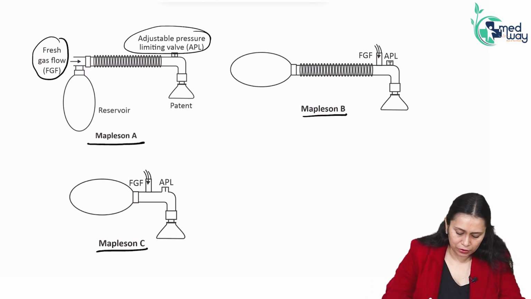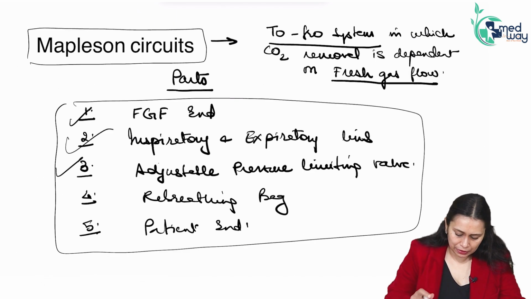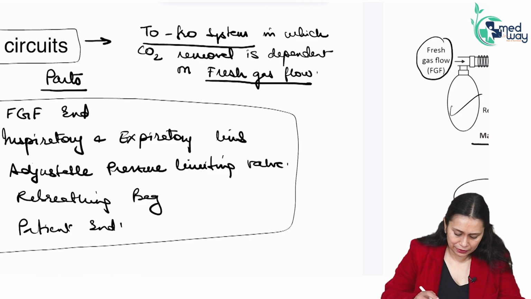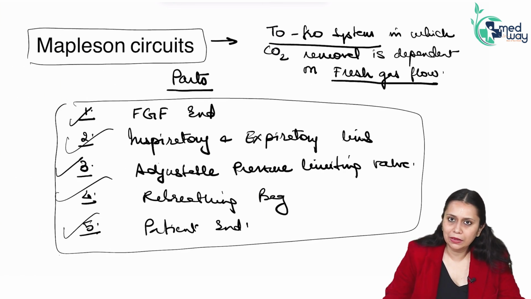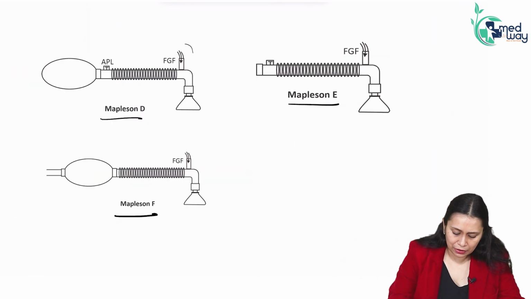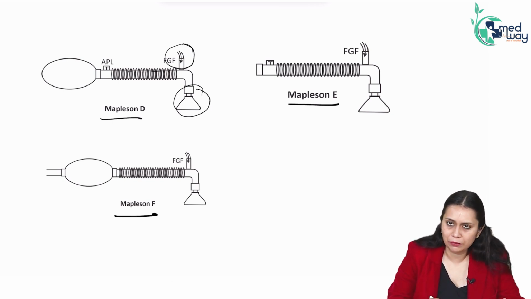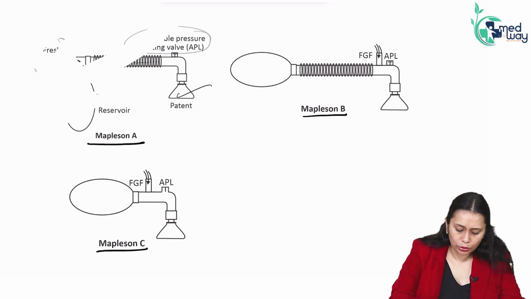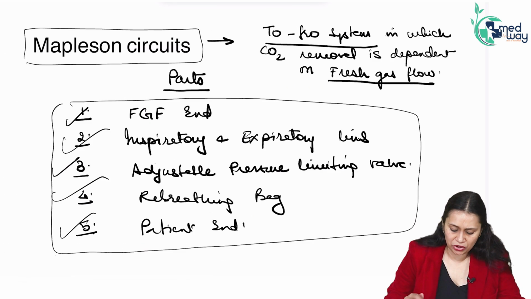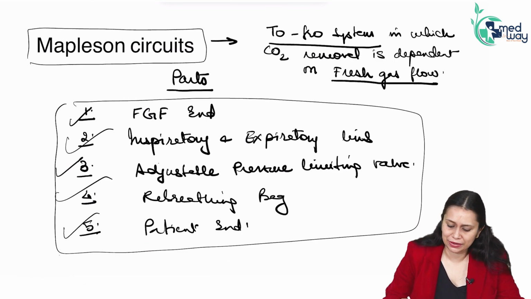Then APL valve, it has it. Inspiratory and expiratory limb, yes. Rebreathing bag, yes. And patient end, yes. So it has all the parts, okay? Similarly, Mapleson D also has fresh gas inlet, patient end, tubings for the inspiratory expiratory gas movement, APL valve, and the rebreathing bag. So all the circuits have the same parts, only the orientation of one part from another is changed and a different circuit comes into existence.